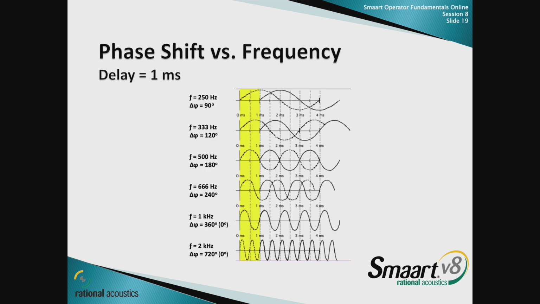So let's say we have our system here, and our system has 1 millisecond of delay. That's indicated by the yellow gap here. You've got the reference signal, then the measurement signal starts 1 millisecond later. Well, at 250 hertz, 1 millisecond of delay equals 90 degrees of phase shift. At 333, it's 120. At 500 hertz, it's the dreaded 180. By the time you get around to 1K, you're back to 0 degrees phase difference, and by the time you get around to 720, you're back to 0 again.